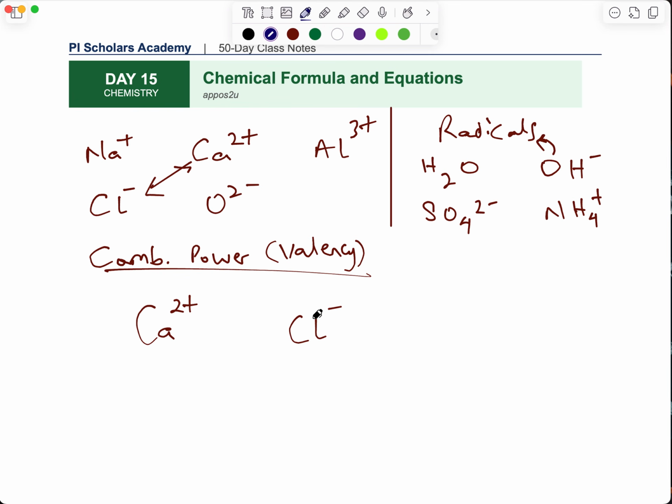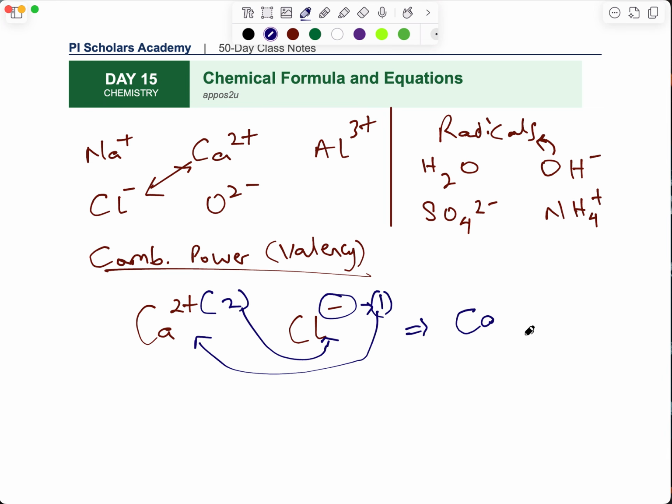We say this is like a combining power of 1. And this is like a combining power of 2. So what happened is that we switch the places of those guys. If this one has a combining power of 2, then we're going to bring 2 to chlorine here. And if this has a combining power of 1, we're going to bring 1 to this. So the formation of these two guys to form a compound is going to be calcium, just one of them, and chlorine, 2 atoms of chlorine. So we have CaCl2. This compound now is an ionic compound.